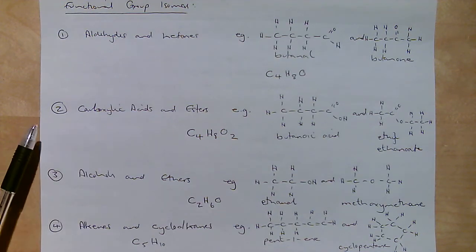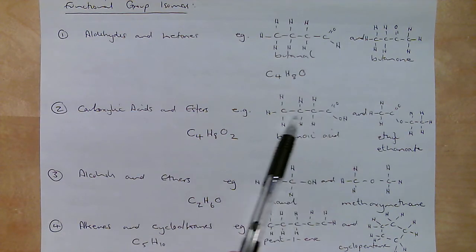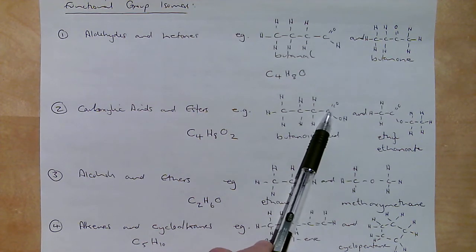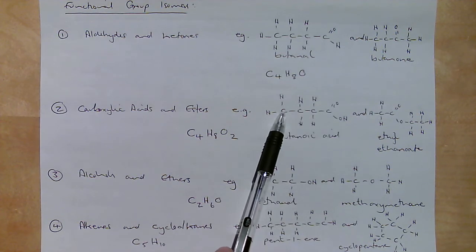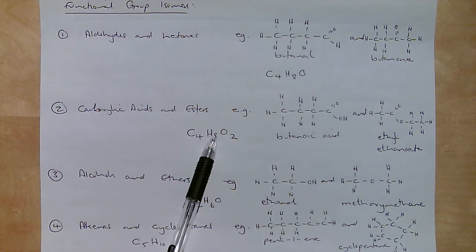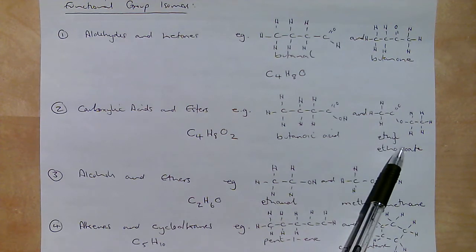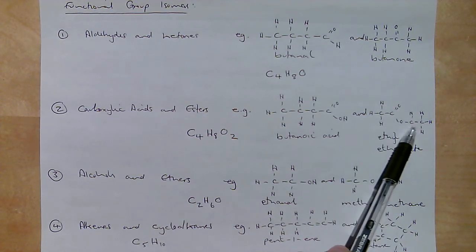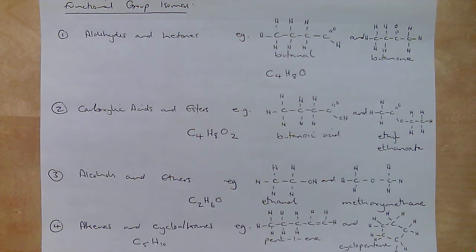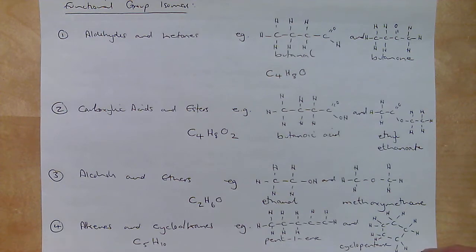Our second pair of functional group isomers are carboxylic acids and esters. Here I have butanoic acid. Remember to count away from your functional group, so that's carbon 1, carbon 2, carbon 3, carbon 4, butanoic acid. Molecular formulae C4H8O2. That is a functional group isomer to ethyl ethanoate. Again, molecular formula of that is C4H8O2. The only difference between these two being their functional groups and the type of molecule they are.